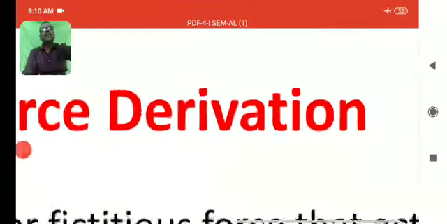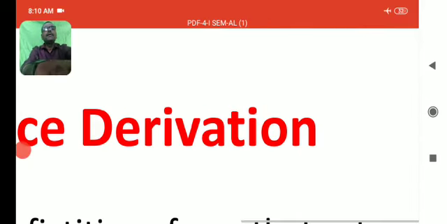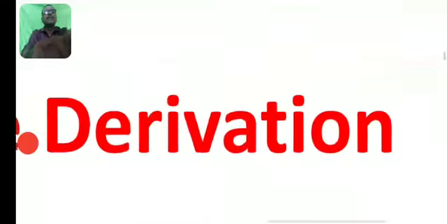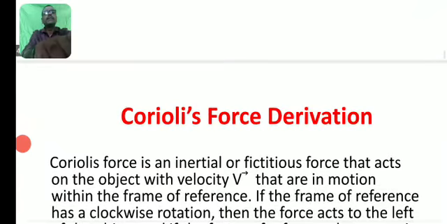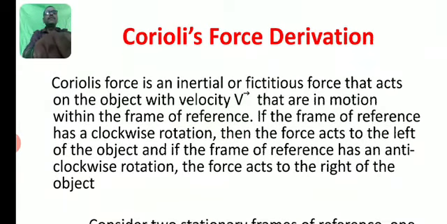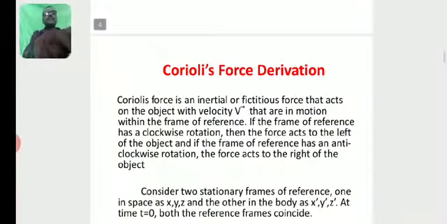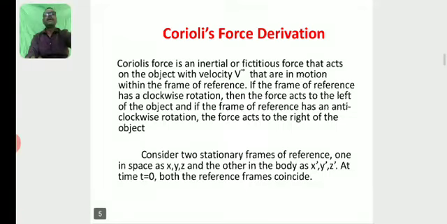Coriolis force derivation. Coriolis force is an inertial or fictitious force that acts on an object with velocity v that is in motion within the frame of reference.